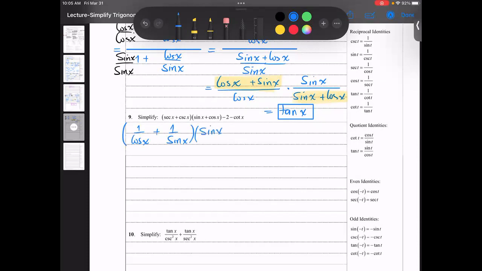Sine x, I like to rewrite sine x over 1. Is that okay? Everybody else a fraction. Might as well turn that 1 into a fraction. Plus cosine x over 1. Excuse me. Minus 2 minus cosine x over sine x. Equal to 2 over 1 if you want it like that.